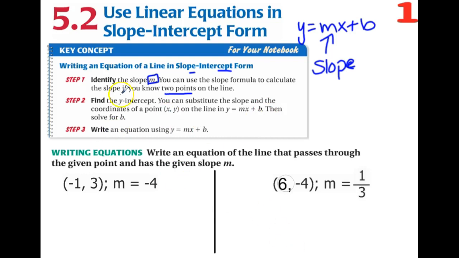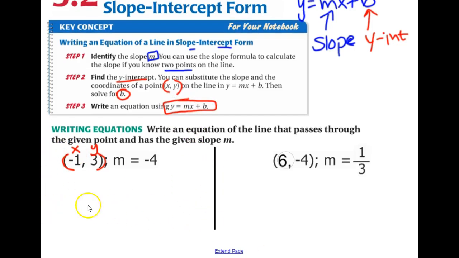Step 2, find the y-intercept. Our y-intercept is represented by the letter b. You can substitute the slope and the coordinates of the point in to solve for b, and that's what we're going to be doing today. We have a point, x and y, and our slope, and we're going to plug that in to solve for b. And then we can write an equation in the form y equals mx plus b.